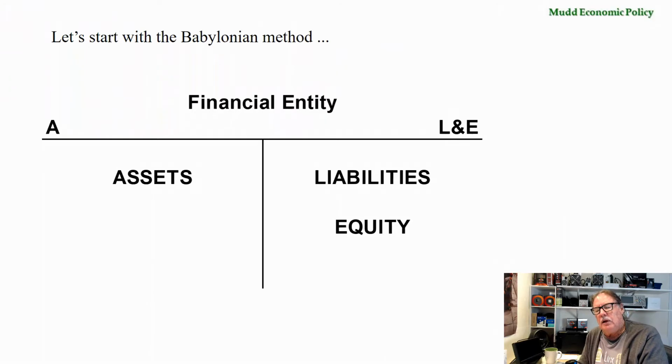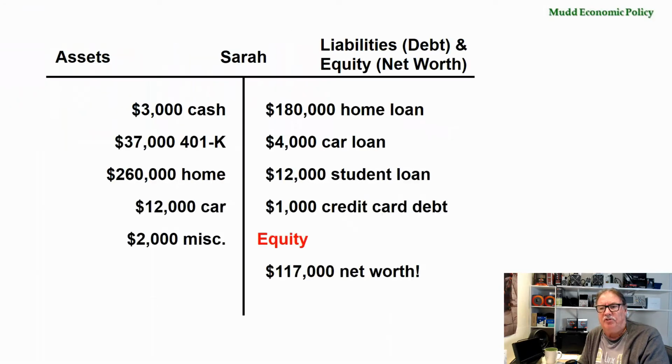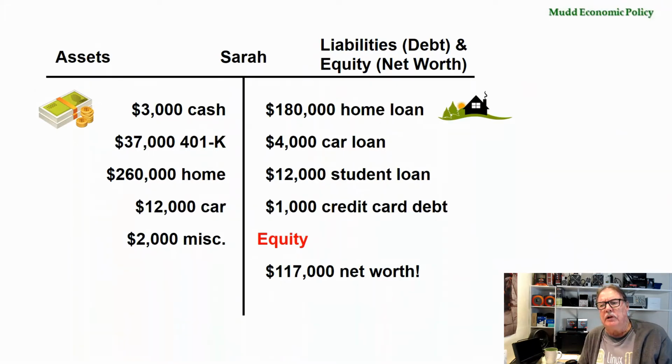So let's take a look first at an imaginary person named Sarah to show how you or someone like you could be represented in one of these T accounts. So here's a few things that describes Sarah's net worth, her assets and her liabilities. She has $3,000 in cash, for example. She has a $37,000 401k because she works for a big technology company and they have a 401k plan, so she's saving money. Sarah has a $260,000 home, and she has a loan against that home for $180,000.